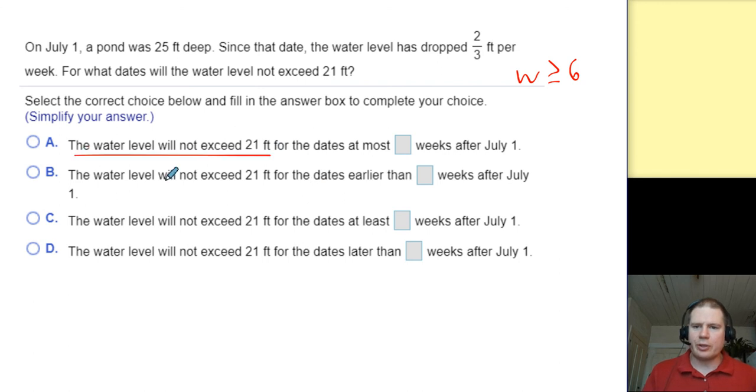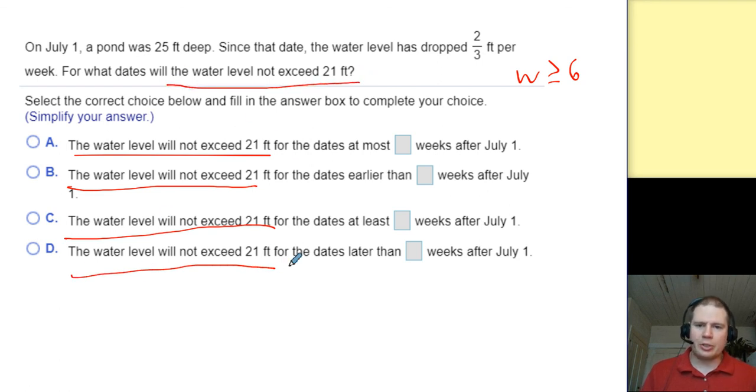Right? Notice this is the same for all 4 options, right? Because that's what they said. Will the water level not exceed 21 feet? So our condition will be met for the dates 6 weeks or beyond. So at most 6 weeks, no. If the date's earlier than 6 weeks, no. If the date's at least 6 weeks or later than 6 weeks, okay. At most 6, we're saying 6 weeks or fewer. We're saying 6 is the upper limit. We want 6 to be our lower limit, so that's wrong. Earlier than 6 weeks, we're still saying 6 is the upper limit, but we're not including exactly 6. It could be 5 weeks.